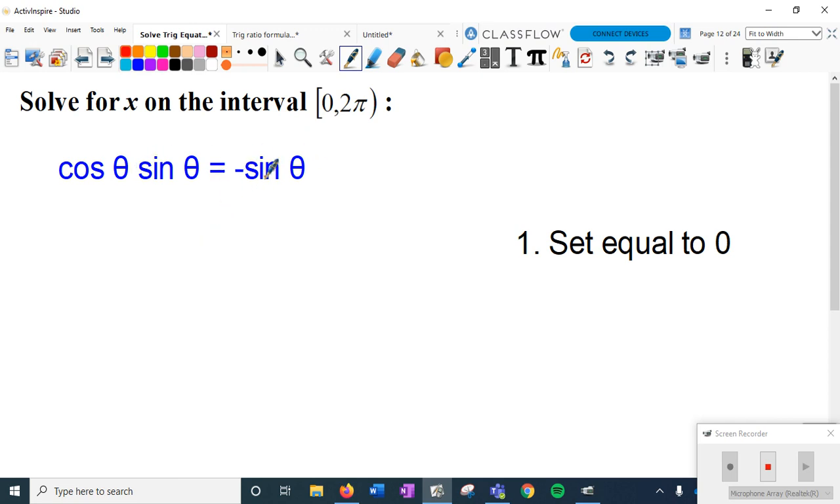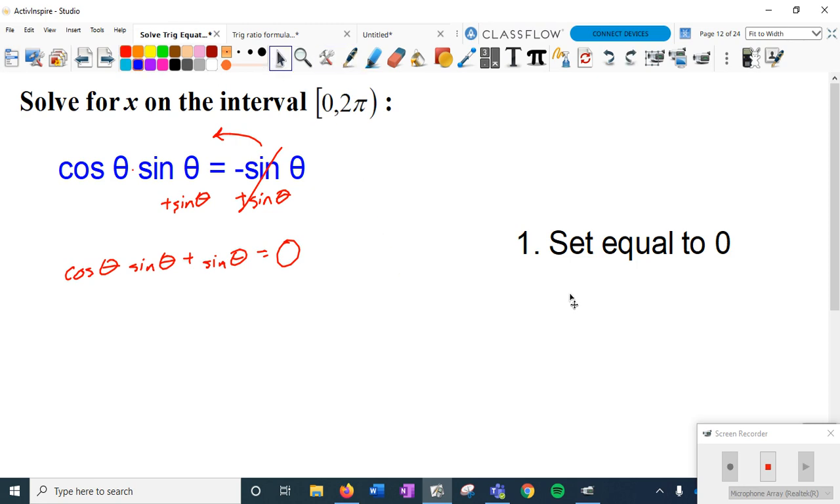Right now, the easiest way to do it is to move this negative sine. If I want to move the negative sine to the other side, I'm going to be adding sine to both sides. Now, I cannot add it to this because this is a multiplication, and in order to add it, I have to have the same things being multiplied, and I don't. So all I end up with is cosine of theta sine of theta plus sine of theta. But now the right side is equal to 0. So that's our first job: set it equal to 0.